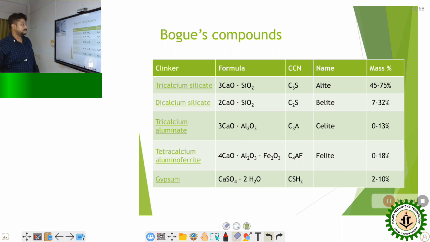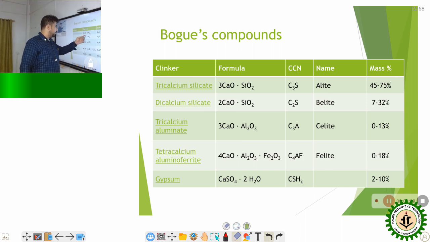It has 45 to 75%. Dicalcium silicate, 2CaO.SiO2, where 2 stands for C2, CaO stands for C, SiO2 stands for S. It is C2S, whose common name is belite, and it has 7 to 32%. Tricalcium aluminate, 3CaO.Al2O3, that is C3A, 0 to 7%. Tetracalcium aluminoferrite, 4CaO.Al2O3.Fe2O3, that is C4AF, 0 to 10%.